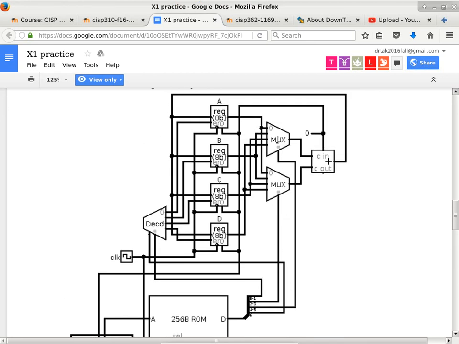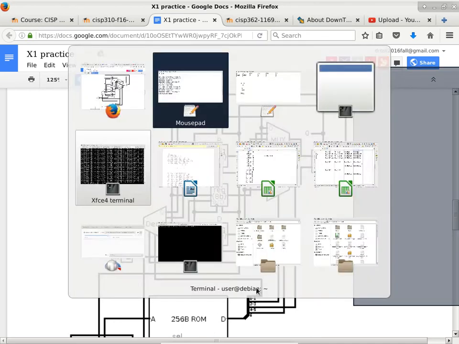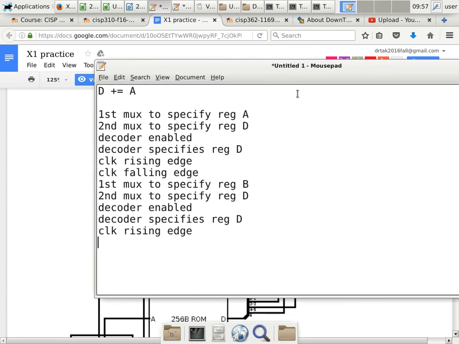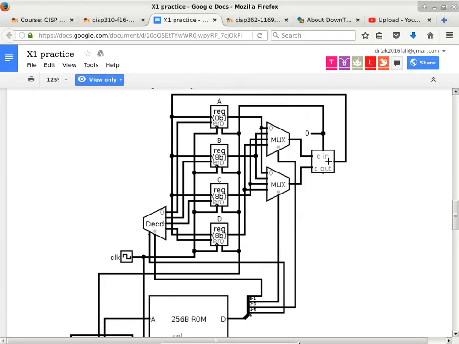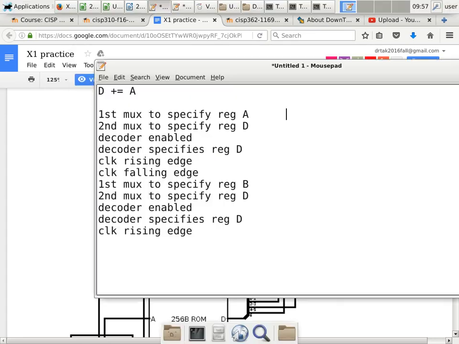The tedious part is to say, okay, the top mux is specified by bits 2, 3 of the ROM. Wait, isn't it 4? Yeah, it is like 2, 3. Okay, 0, 1 is the top one. Yeah, it's 4, 5. It's 4, 5, you're right. Okay, so it's 4, 5 specifying the top mux.